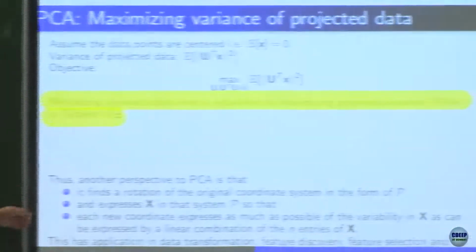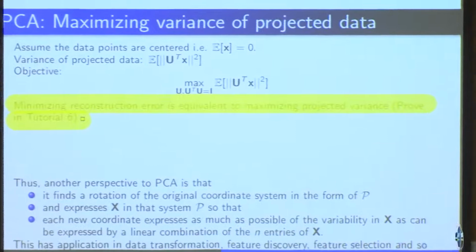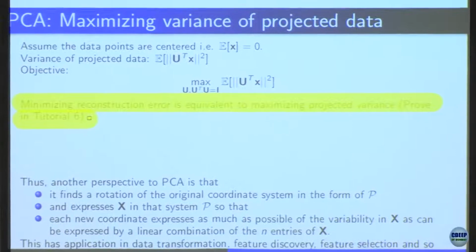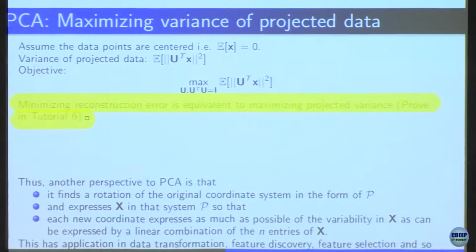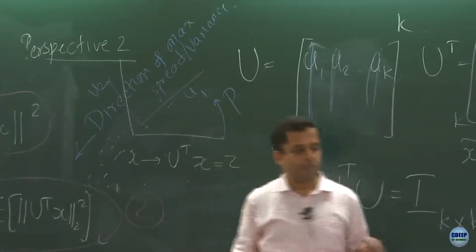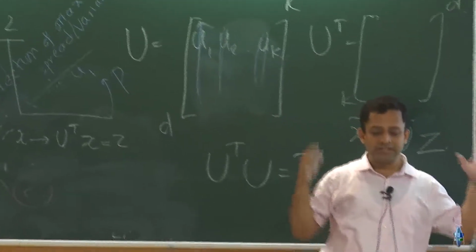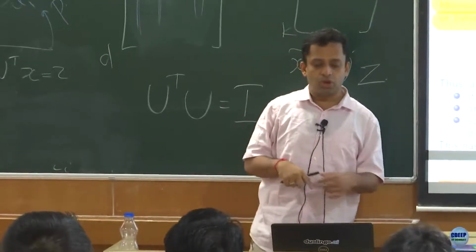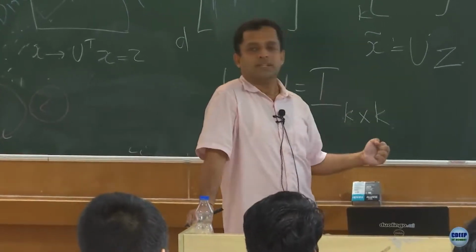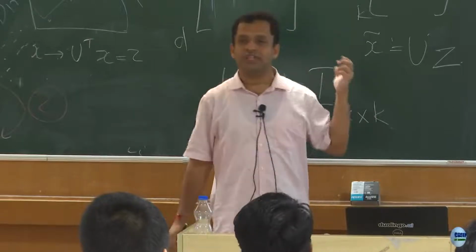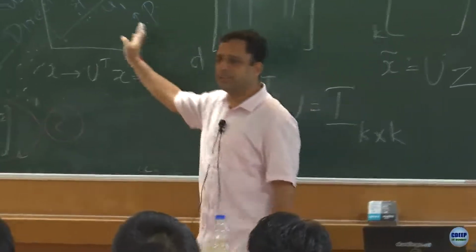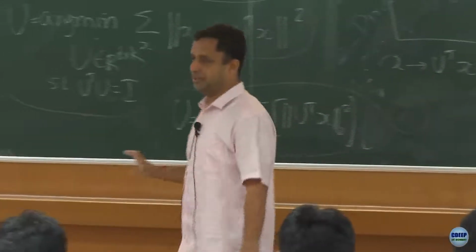Okay, I have explained it in words here. So another perspective on PCA is that it finds a rotation of the original coordinate system, some P is a rotation. I have just given this rotation a name. You have rotated this using some P and expressed the points in that system P, so that each new coordinate expresses as much of the variability in X as can be expressed by a linear combination of the entries of X. So it's based on some linear combination only. I mean, there's a linear transformation. You're not doing any non-linear transformation, right?